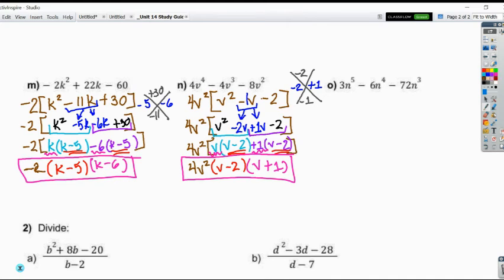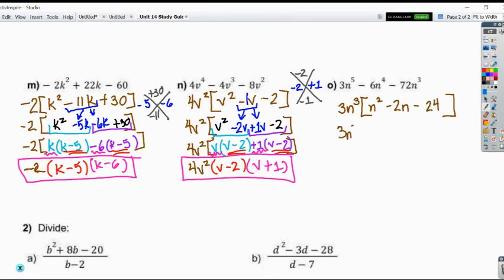And part O then. First question, let me hear it. Do you have a greatest common factor? That's always what we're going to be asking, always where we're starting. So 3n to the 5th minus 6n to the 4th minus 72n to the 3rd. We've got a greatest common factor here of 3n to the 3rd. Divide it out. Let's see what's left over. That's going to be n squared minus 2n minus 24.